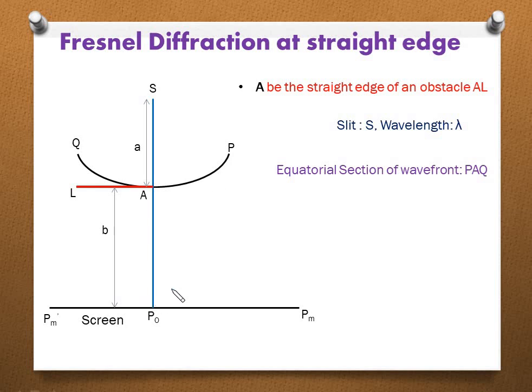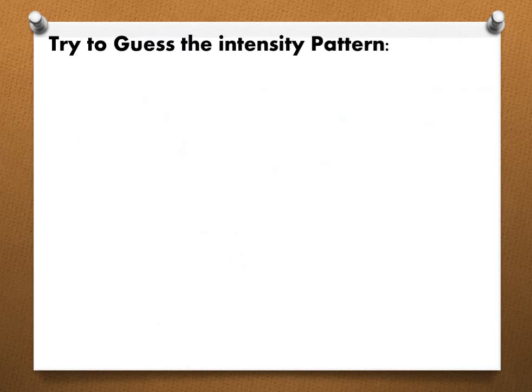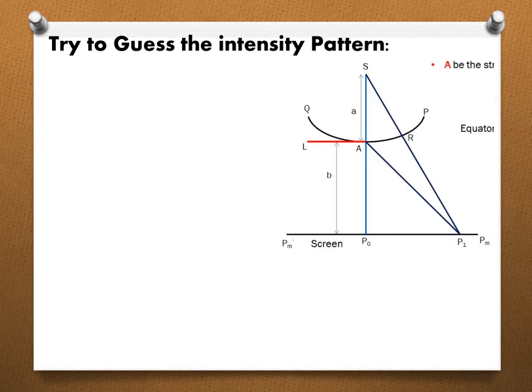Now for the point P naught, this point A is the pole of wave. Similarly, if you connect any other point, suppose point P1, then R will be the pole of wave with respect to point P1. Let's join this point. Now just try to guess the intensity pattern.